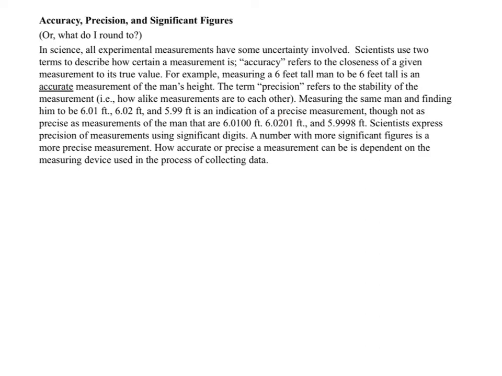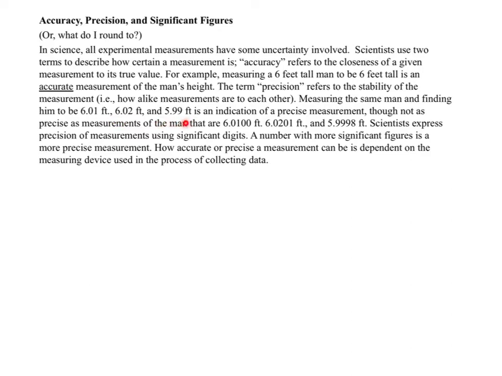We're always looking to be as accurate as we can. We're hoping that the device we're using is trying to give us an accurate measurement of what it is that we are manipulating. But we also need to think about, if we were to measure this again, what would we get? So here, for instance, you can see an example of, let's say if you measured a man, you found him to be 6.01, 6.02, 5.99 feet.